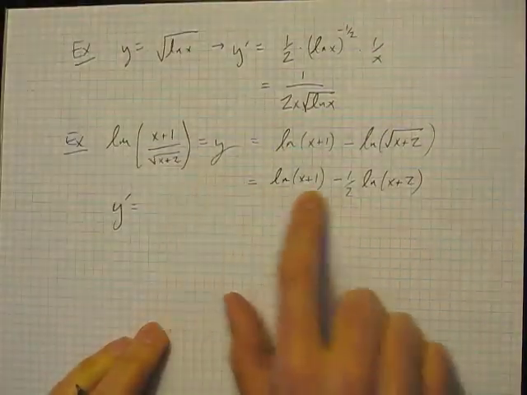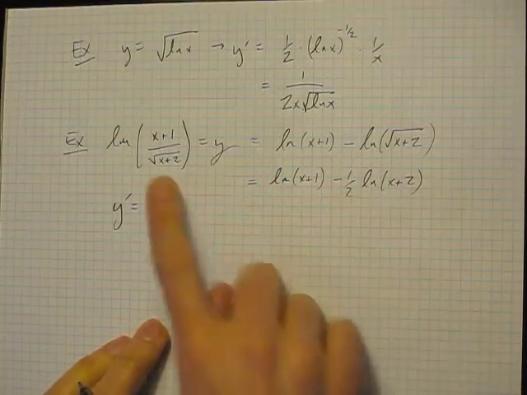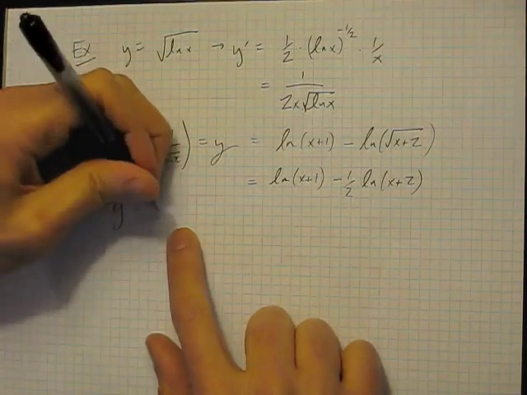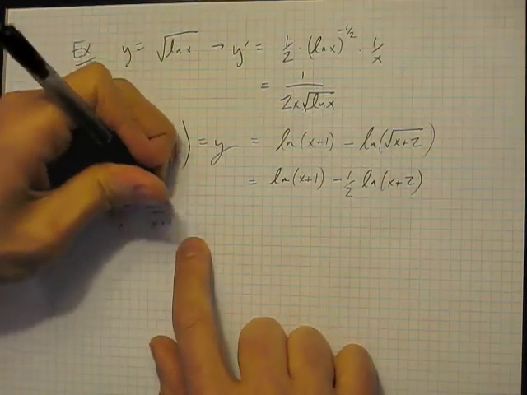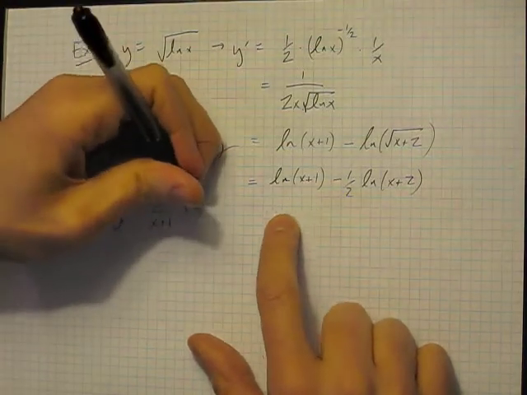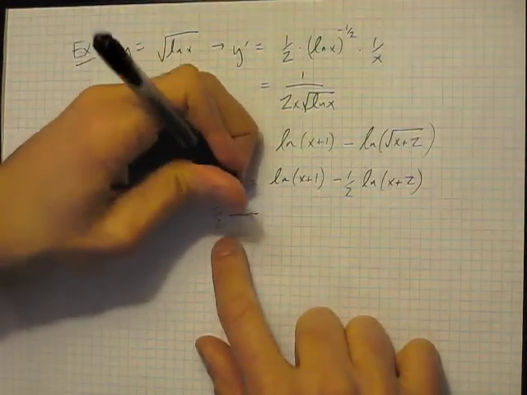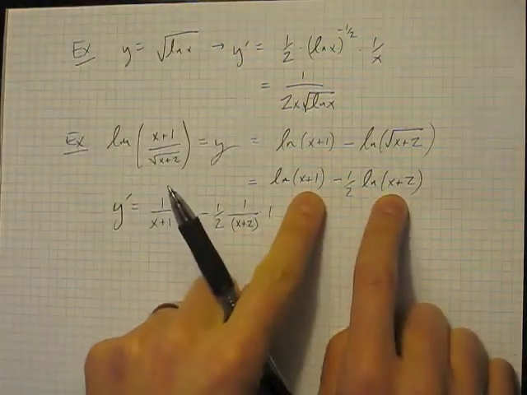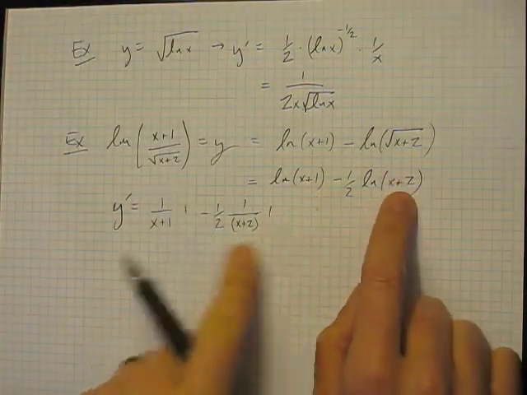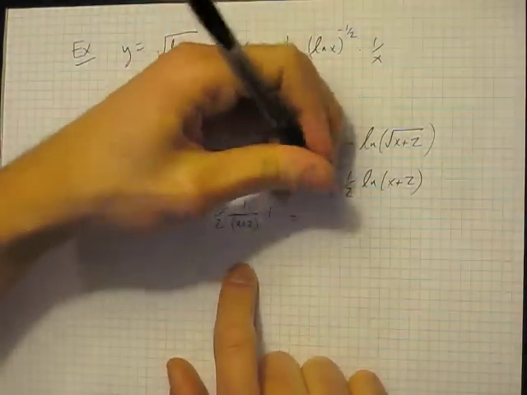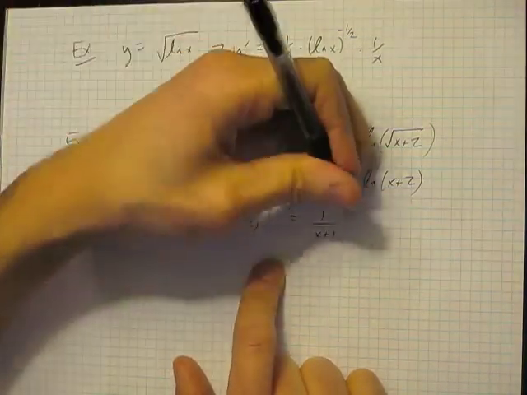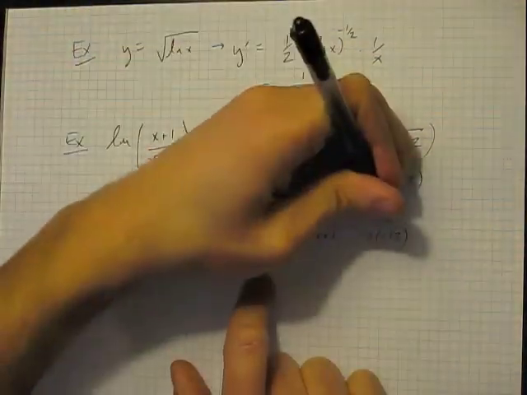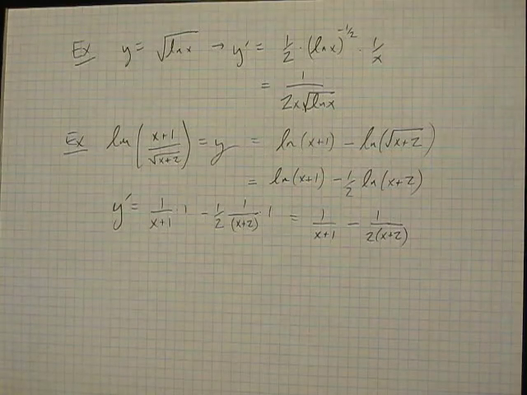Okay, and let's take the derivative of this thing instead. This is much easier than taking the derivative of log of this fraction. So we get 1 over x plus 1 times 1, that's the derivative of the first piece, minus 1/2 times 1 over x plus 2 times 1. Notice I'm doing the times 1 because these are the derivatives of x plus 1 and x plus 2. So we get 1 over x plus 1 minus 1 over 2 times x plus 2. So this is the derivative of that in this case.